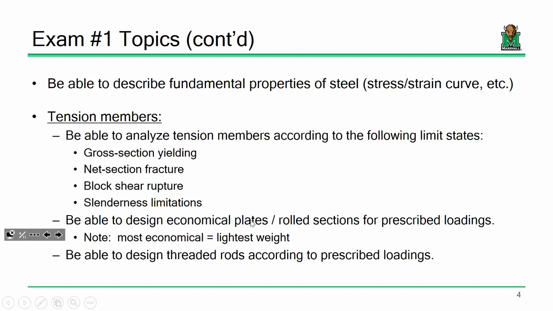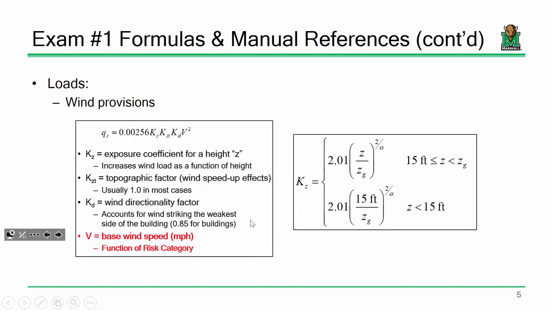And when I say design, I'm designing based on the most economical section. The most economical section, in our case, means the lightest weight. Okay? So there's that. And finally, make sure you can design threaded rods, which is a pretty plug-and-chug expression, so it's pretty straightforward.